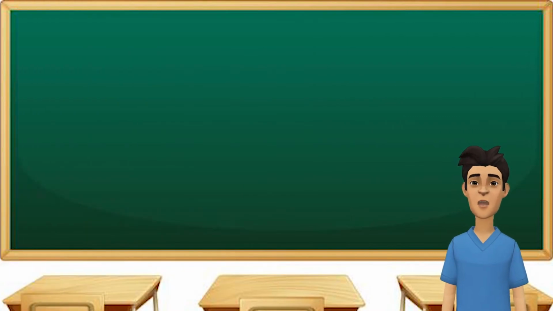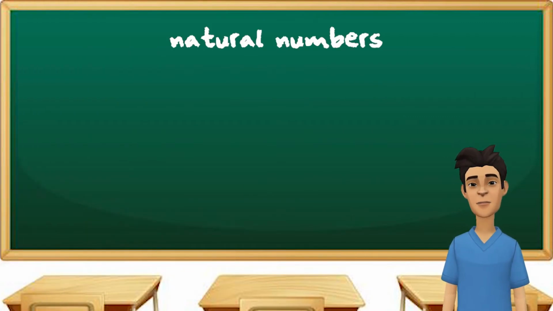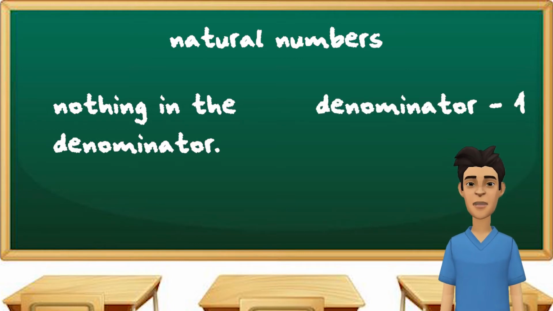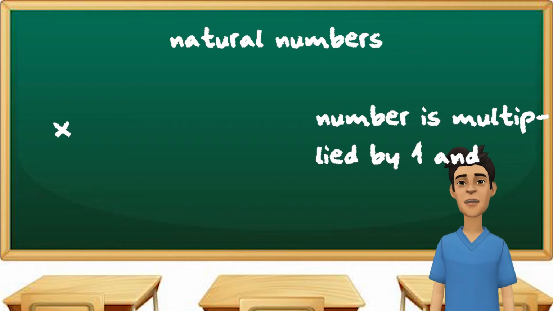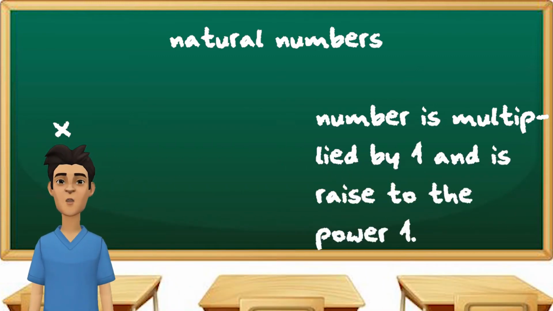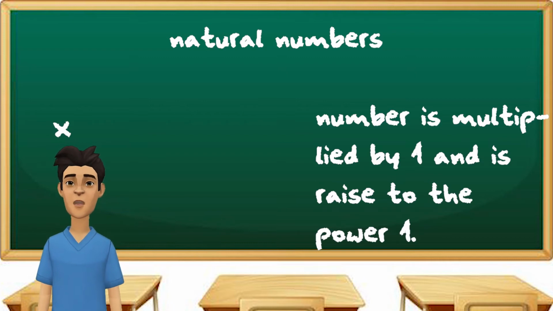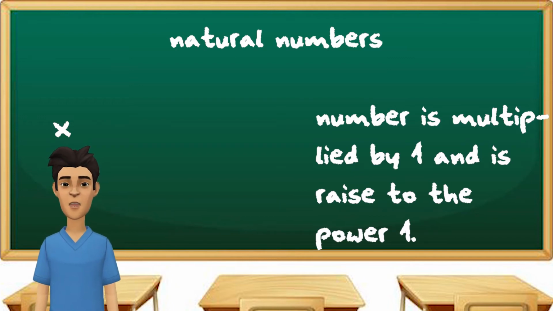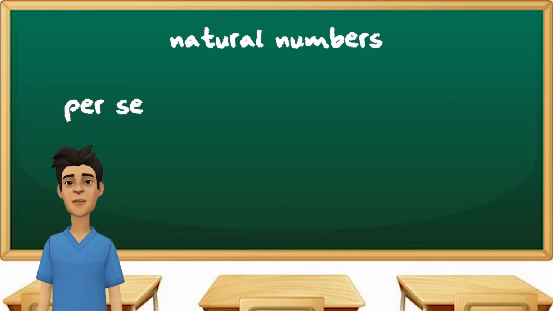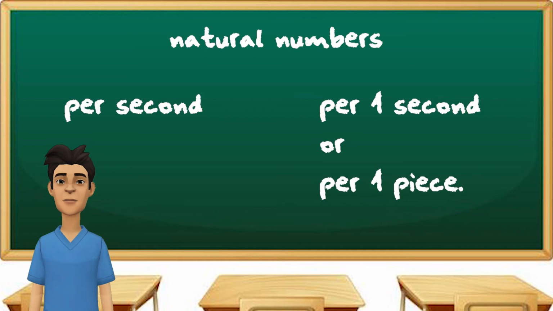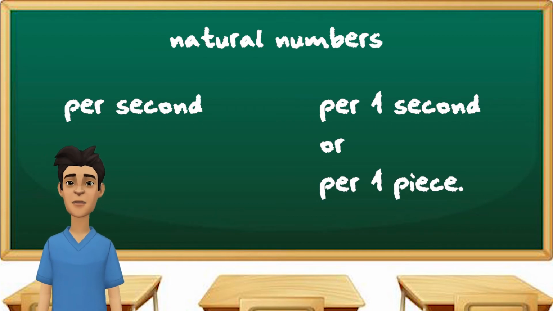Remember, whenever you write a natural number and there is nothing in the denominator, the denominator is 1. Whenever you write just x, you know that the number is multiplied by 1 in the beginning and it is raised to the power 1. So wherever there is something that you know is there but it is not visible, you assume that it is 1, right? Similarly, when you write per second, you actually mean per 1 second or per 1 piece. This is the definition of rate.